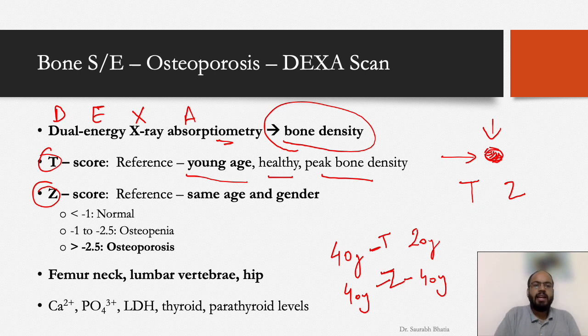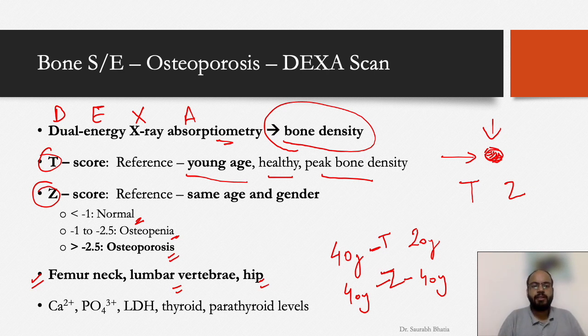Clear? If the score is above -1, it's normal. If it is between -1 and -2.5, it is osteopenia. If it is below -2.5, it is osteoporosis. That's the WHO classification. The sites for DEXA scan are femur neck, lumbar vertebra, or hip. Remember that femur neck is much more trabecular than the other parts of the femur, and as we mentioned in previous slides, trabecular bone is much more affected than cortical bone. Clear? So we take the femur neck as a site for measuring bone mineral density.